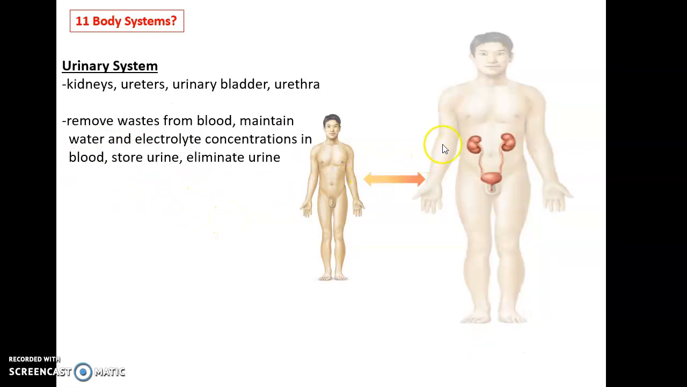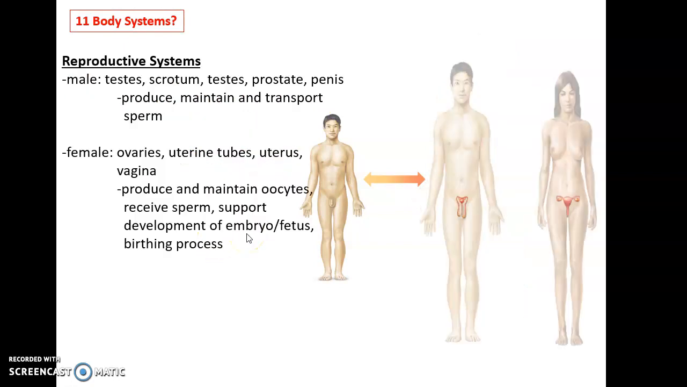The urinary system includes the kidneys, the ureters, the urinary bladder, and urethra. The kidneys' job is to remove wastes from the blood. The kidneys also maintain the proper composition of blood in terms of blood volume, water, electrolytes. The urinary bladder stores urine, and then, of course, the urethra expels the urine out of the body.